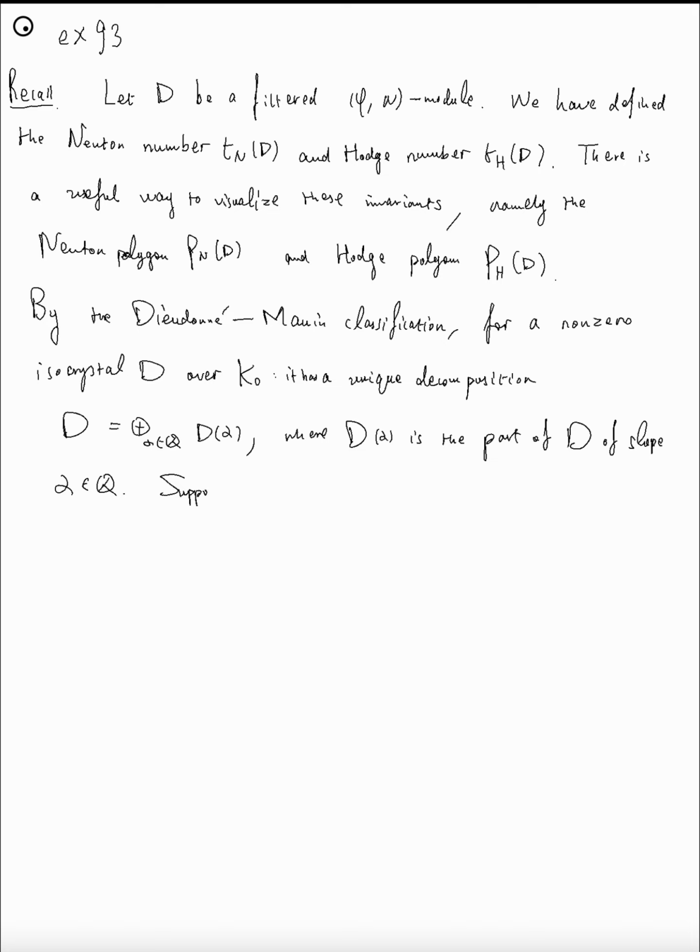Suppose we have alpha 1, alpha 2, up to alpha s, listing out all the alphas such that D of alpha is not 0. And we write v of j equals the dimension over K0 of D of alpha j.